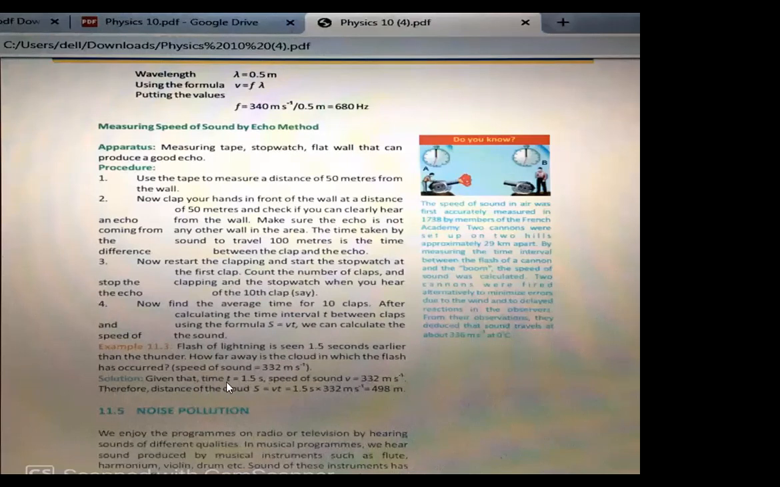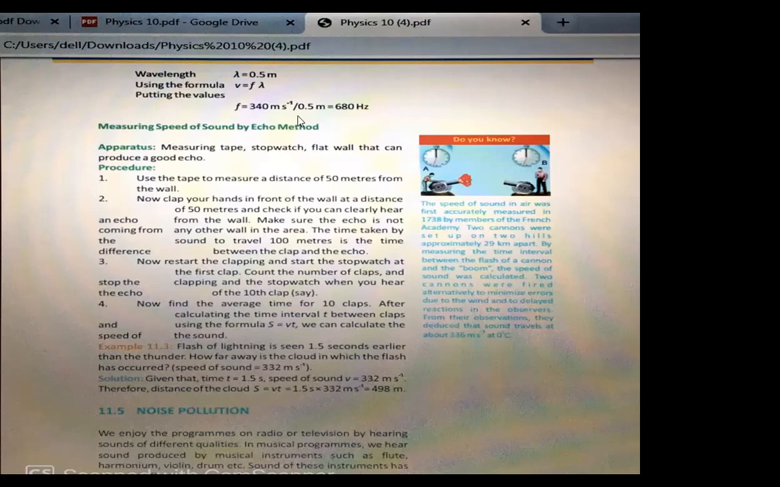Use this formula. The given data is time is equal to 1.5 seconds and speed of sound is given to me, 332 meters per second. So use this formula S is equal to Vt to calculate the distance. So S is equal to V times t, put the values: V is equal to 332 and t is equal to 1.5. If you multiply, you will get the distance 498 meters.